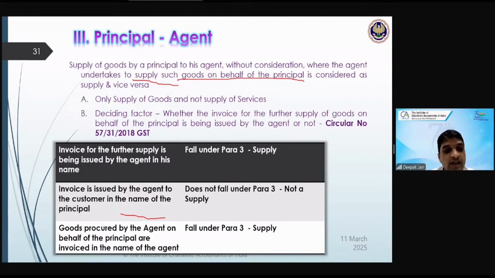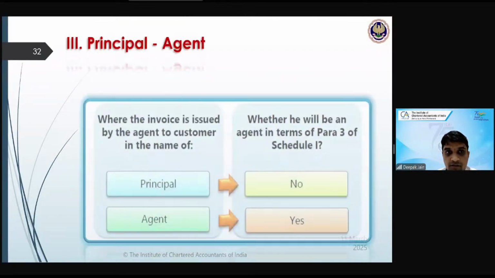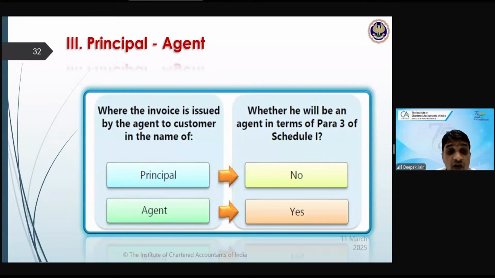Clear? And see, in this case, we see invoice is issued by the agent to the customer in the name of principal. There, that transaction will not be part of para 3, which means it will not be treated as a supply on which GST will become payable. Let's take this example. Whether the invoice is issued by the agent to customer in the name of principal, yes. Whether he will be an agent in terms of para 3 of schedule 1? No, because the invoice is issued by the agent to the customer in the principal's name.